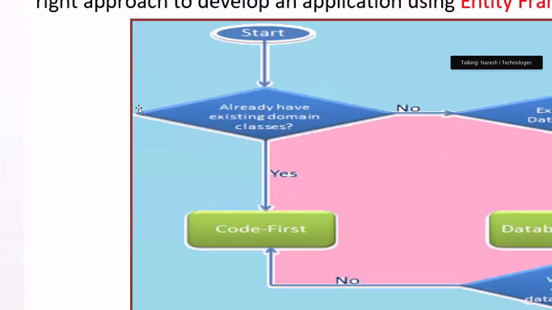Start. Do you already have existing domain classes? Yes, I have existing domain classes. Then it's Code first. I just said it in the reverse order, that's all. So first, do you have classes? I'm asking you. No, sir, I don't have. Yes, sir. Code first. No, sir.